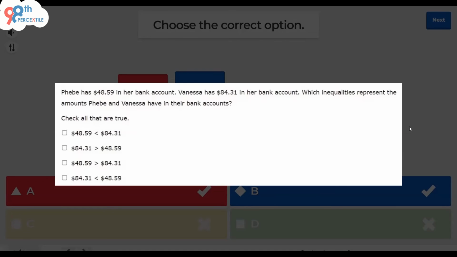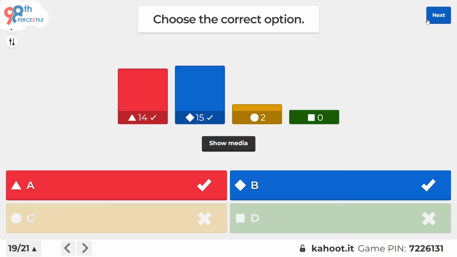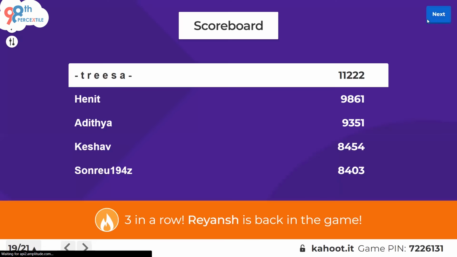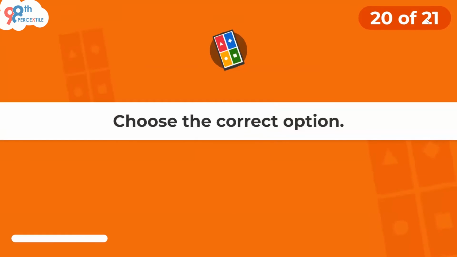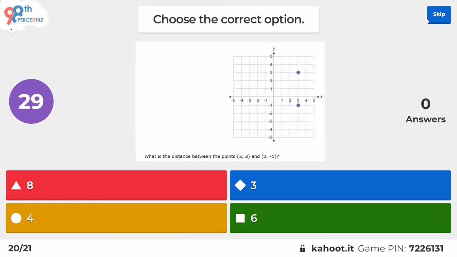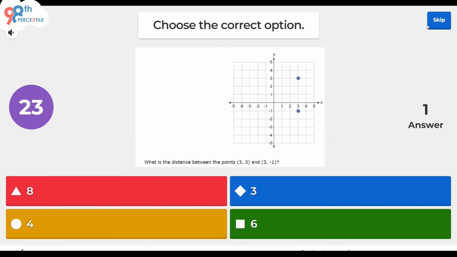Is everyone getting my point here? Any queries, any doubts over here? Okay, wonderful. That brings me to the next part. I'm thinking of skipping the scoreboard entirely because this is not changing at all. I'm going to keep it as it is every time. You people can just keep track of the scores. Okay, find the distance between the points. This is going to be a tricky one.